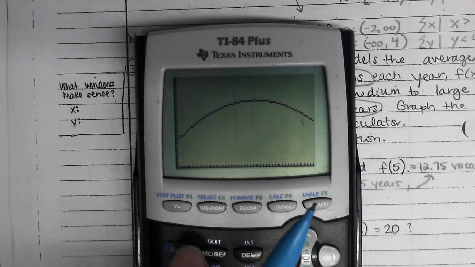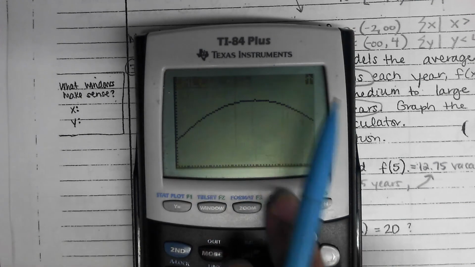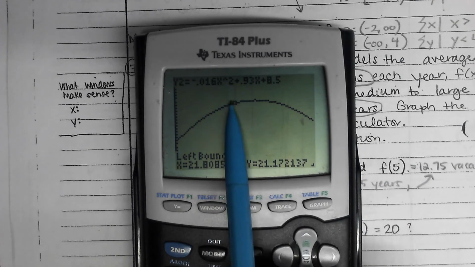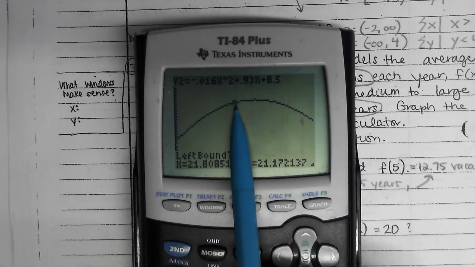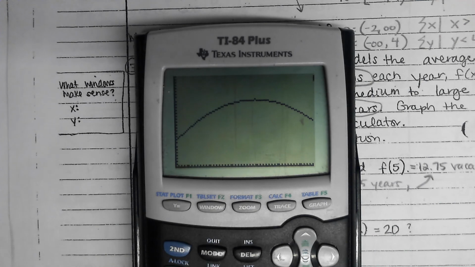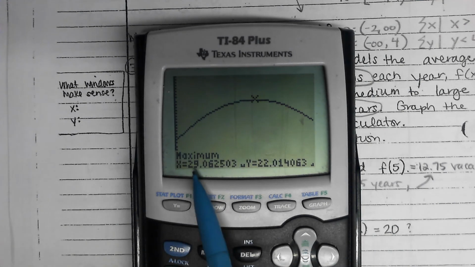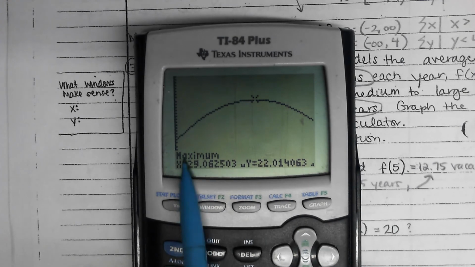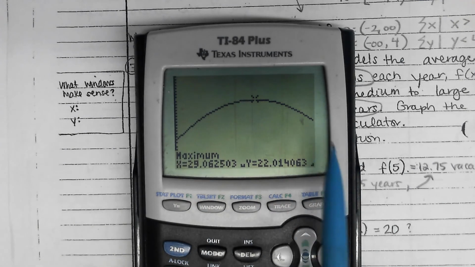So maybe if I find that maximum, second trace, find the maximum. I want the maximum between this point and this point. So left bound, I'll hit enter here. Right bound, I'll bring it over here until I'm certain it's turned around. And then the guess I can ignore and just hit enter through. 29.06 years. So that's really the number of years before it starts turning around.